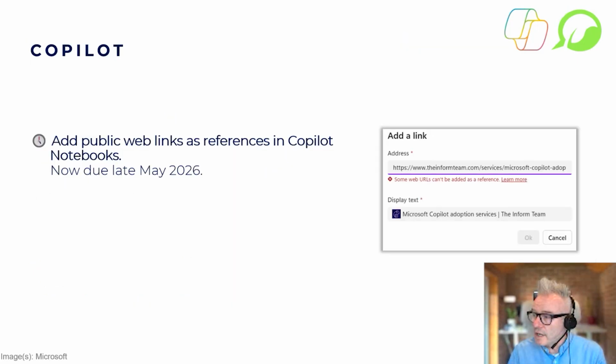Okay, just a quick one. So I was talking about notebooks earlier, and I was talking about studying. One challenge we've had in the past, if I had a page that I really like, I've got to save that page, maybe as a PDF or whatever else, and then use that as a source inside my notebook. Not for long. As you can see here, if you try to put an external website as a link inside your notebook, you get an error message. From late May, you're going to be able to put external public websites as references inside your Copilot notebooks.